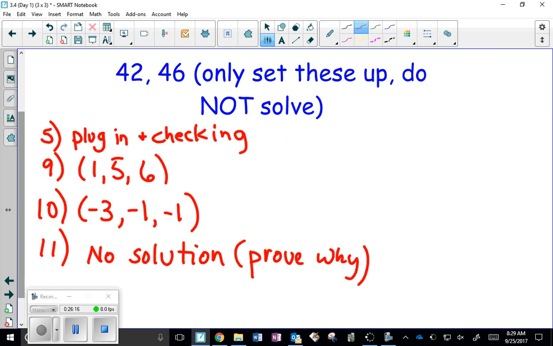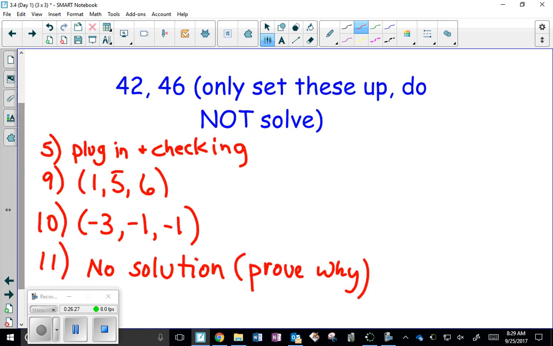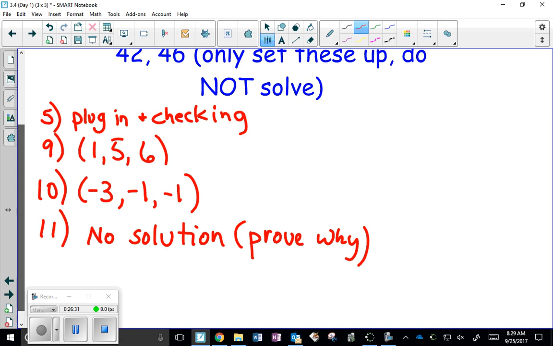I know, I'm giving you one. Because this one up here, this 36, is full of fractions, so I'm taking that one off. But I want you to work 3 from scratch. So, 5 you're just plugging in and checking. 9, 10, you're working from scratch. 11 you're working from scratch too, but at some point along the way, you'll realize there's no solution.